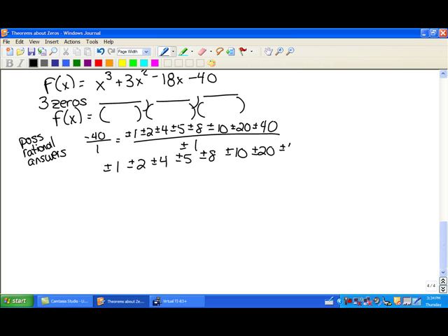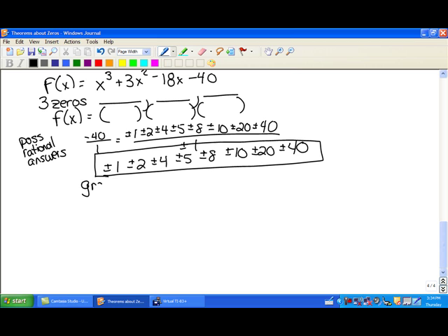Now, all of these cannot be answers because we know since the degree is 3, we're only going to have 3 answers. But this is the best place to start. At this point, you can do your synthetic division to actually see if these are answers. But if you graph your function and look for your x-intercepts, it will narrow this list down even further.